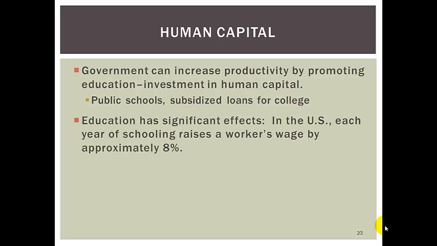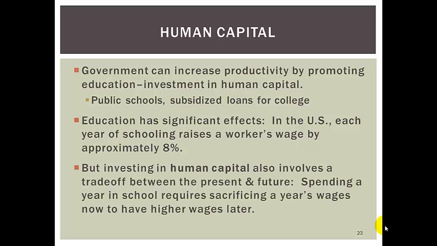There's no doubt that education has significant effects, but let's look at it more specifically. In the United States, each year of schooling raises a worker's wage by approximately 8%. So think about this. It doesn't even talk about graduating from college. It's simply a year of school. Each year in school increases your potential wage by 8%. So the more schooling you get, the more income you're going to receive in the future.